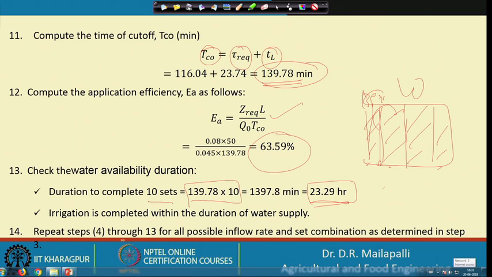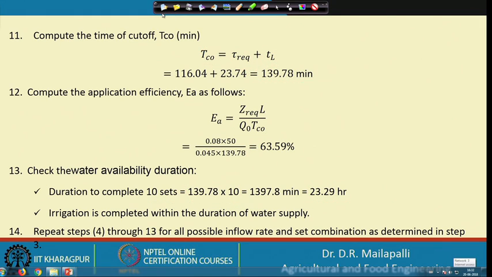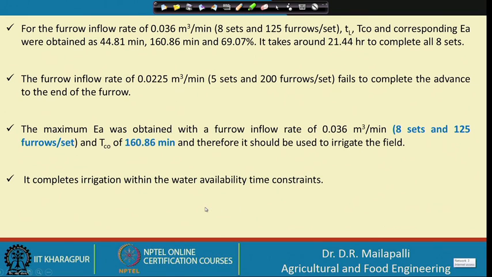So, repeat steps number 4 to 13 by changing the Q values. For each Q you have to change the values and follow these steps. Finally, for each set or each flow rate, you get the efficiency, the cutoff time, everything. So, you find that out from the table.